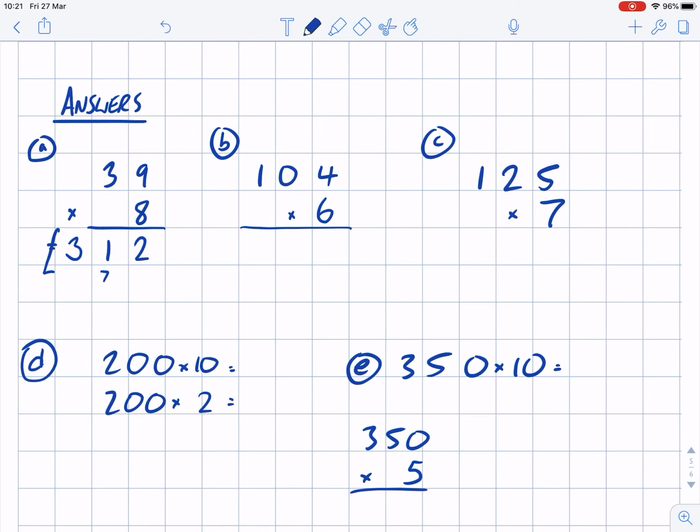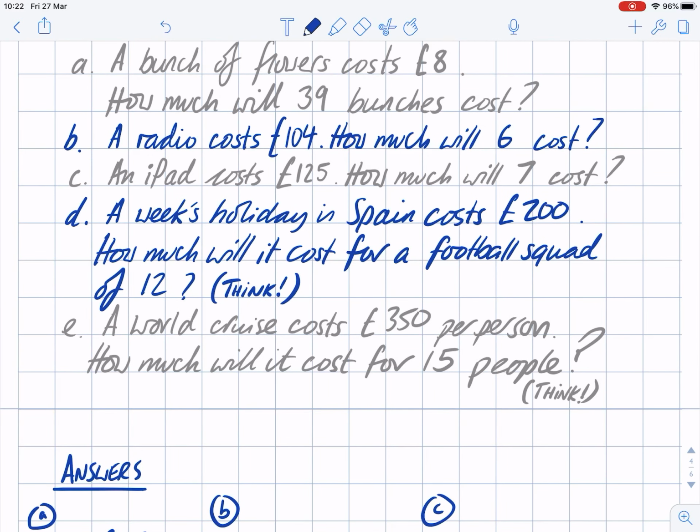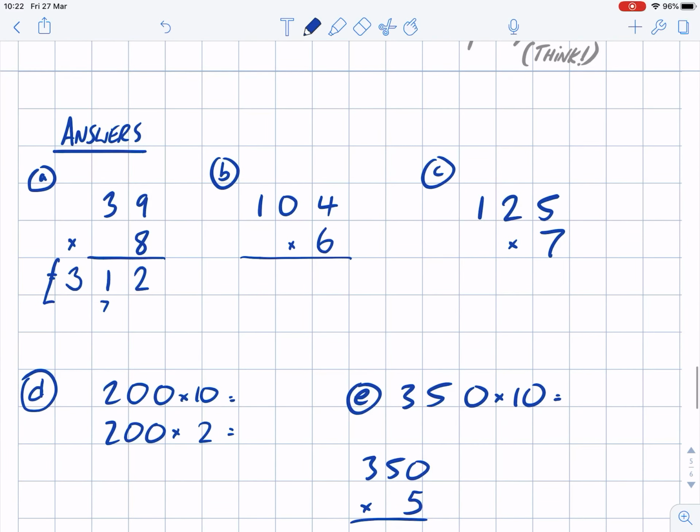The next one, if we go back up, was the radio costing £104. How much will 6 cost? 104 times 6. 6 multiplied by 4 is 24. 6 times nothing is nothing. Add the 2 is 2. 6 times 1 is 6. So the answer there was £624.